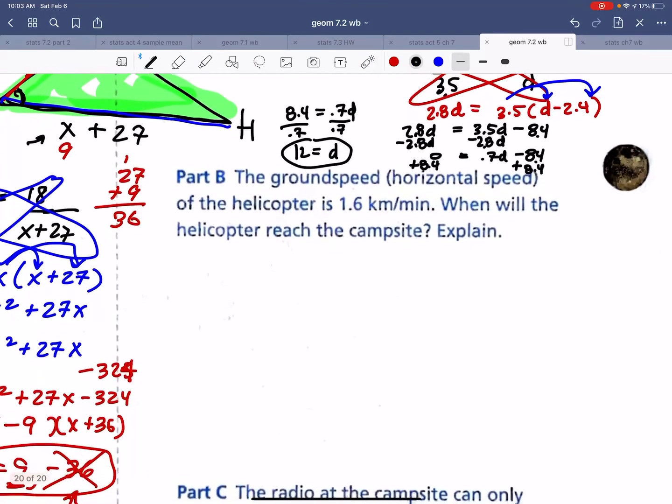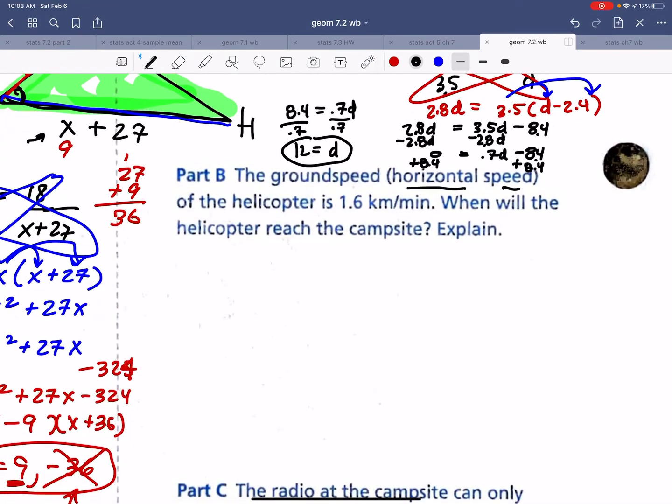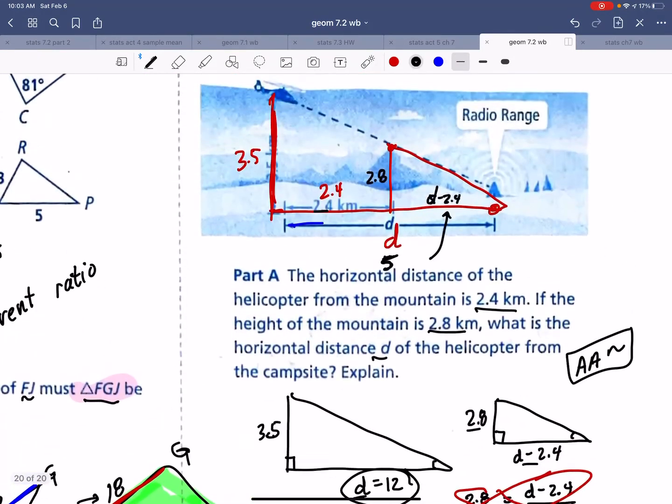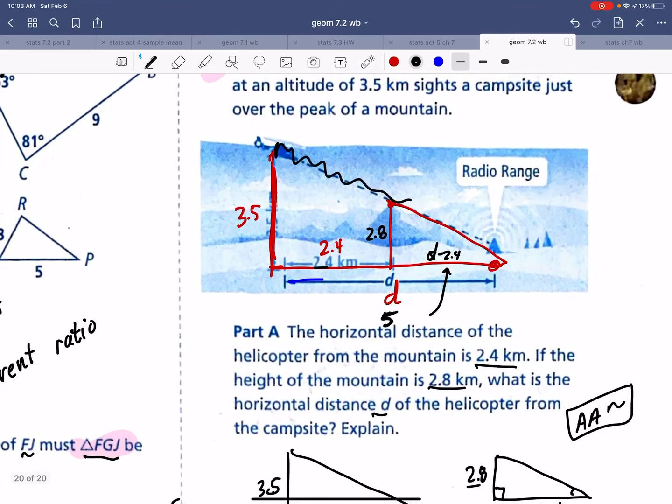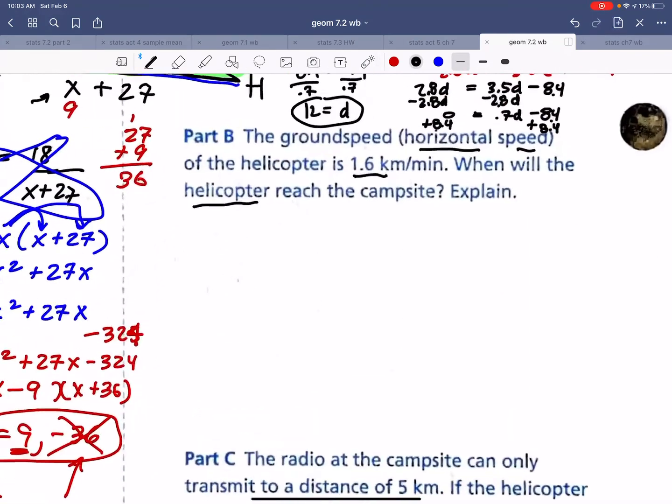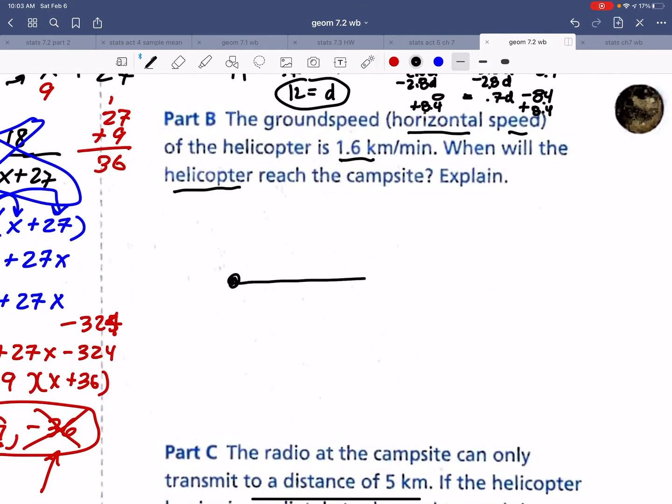Now it says the ground speed or the horizontal speed of the helicopter is 1.6 kilometers. Okay. When will the helicopter reach the campsite? All right. So if we look in the picture, here's the helicopter. When will he reach? And we know his ground speed. Okay. So we know this distance is 12, right? And his ground speed is that. So we're going to need our answer in minutes.